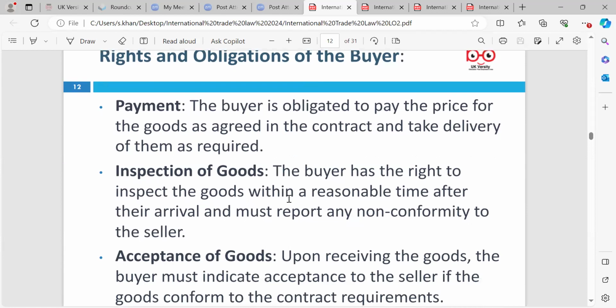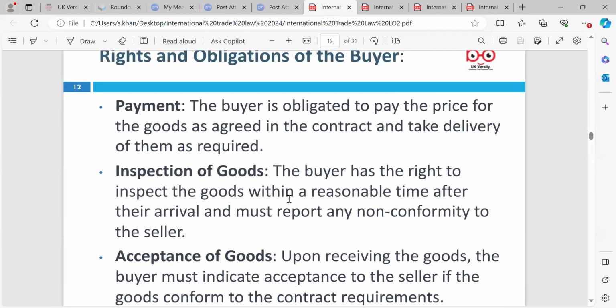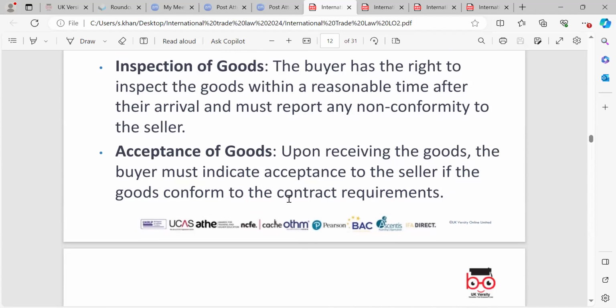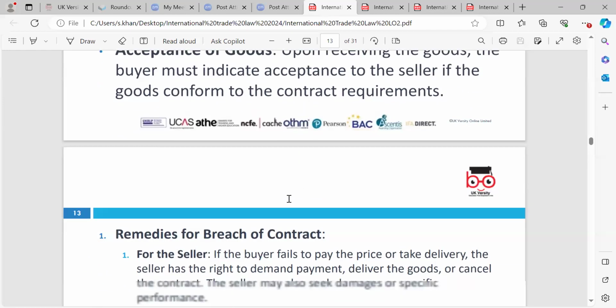Rights and obligations of the buyer. So we looked at the seller, now the buyer. Payment. The buyer is obligated to pay the price for the goods. Inspection of the goods. The buyer has the right to inspect the goods within a reasonable time after their arrival and must report any non-conformity to the seller. Acceptance of the goods. Upon receiving the goods, the buyer must indicate acceptance.